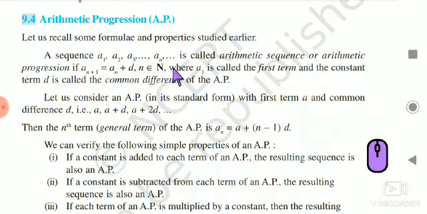numbers, where a1 is called the first term and the constant d is called the common difference of an arithmetic progression. The common difference d is given by the formula a2 minus a1 or a3 minus a2 or a4 minus a3 and so on. That is, the common difference of an arithmetic progression d is given by any term minus its previous term. If the constant difference d remains the same, such progressions will be called an arithmetic progression.